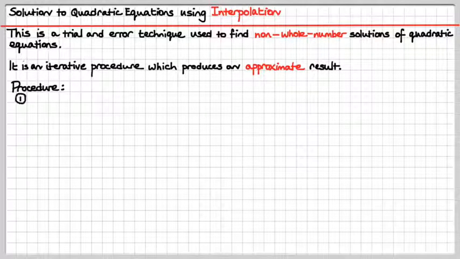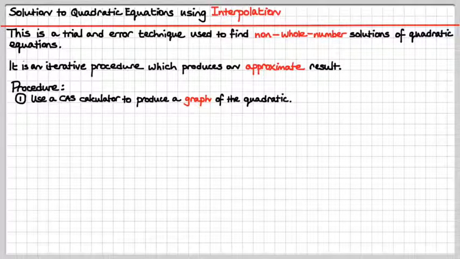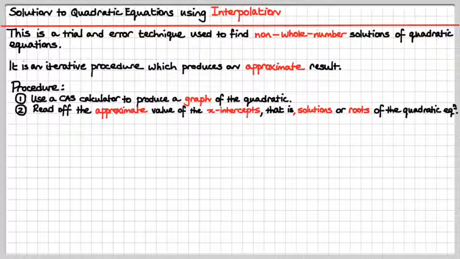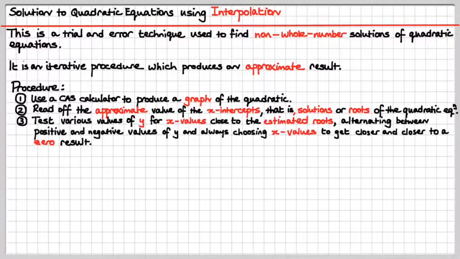This is the procedure, guys. First of all, we use a CAS calculator to produce a graph of the quadratic, and then we read off the approximate values of the x-intercepts. That is the solutions or roots of the quadratic equation y equals 0, right? Okay, then when we've done that, we go through this iterative procedure. We test various values of y for the x values close to the estimated roots, alternating between positive and negative values of y, and always choosing x values so as to get closer and closer to the 0 result.